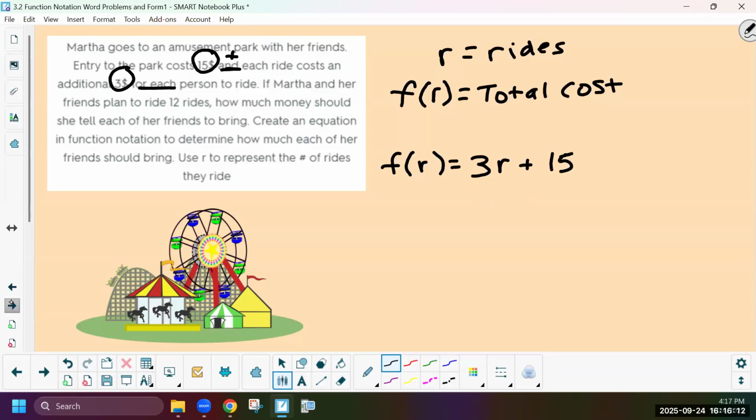All right, so let's look at this. Let's see. If I go ahead and I substitute the 12 in.